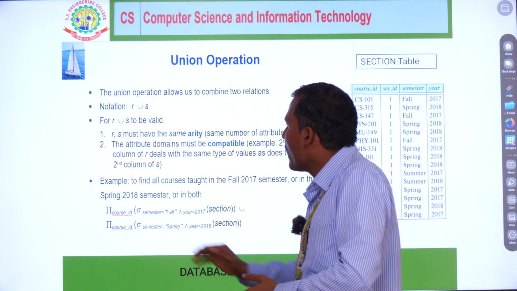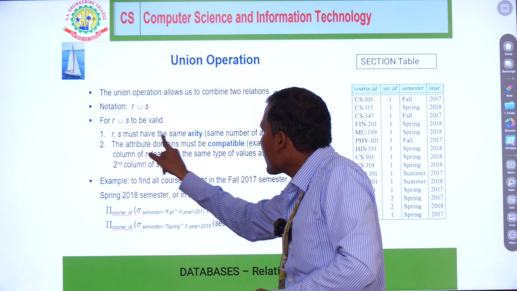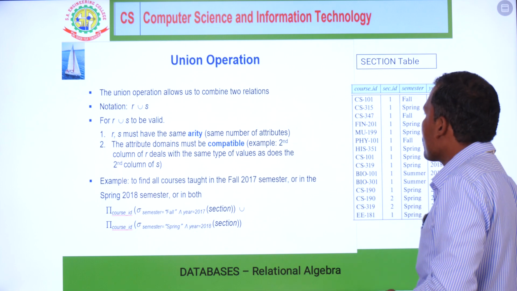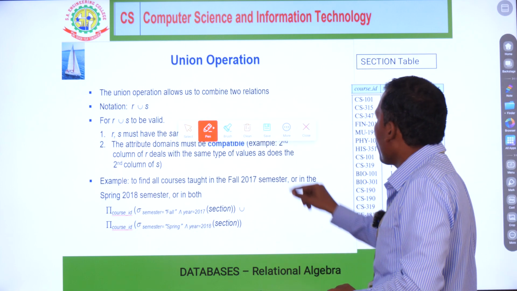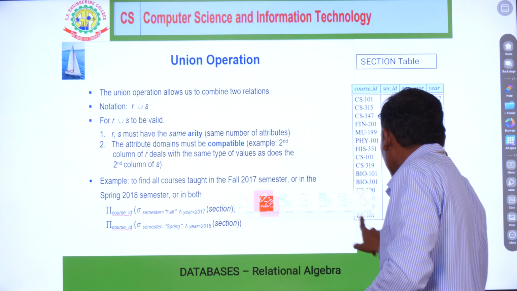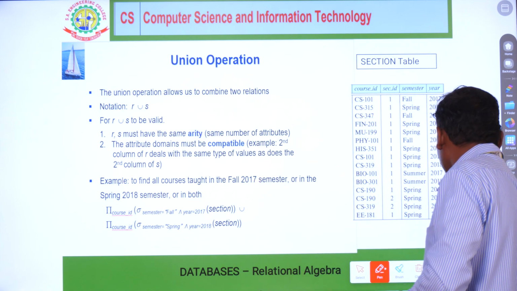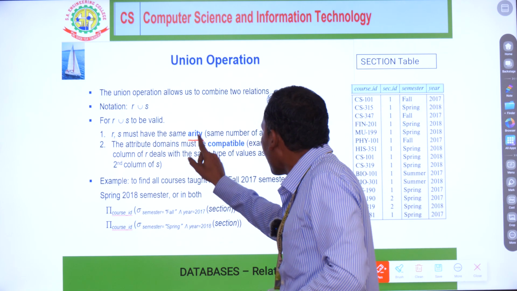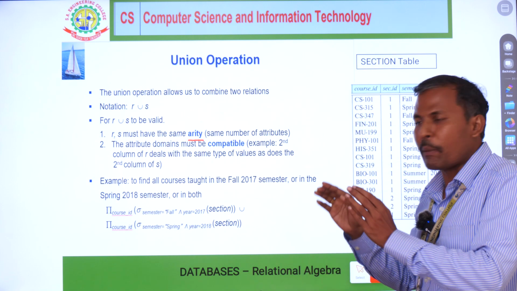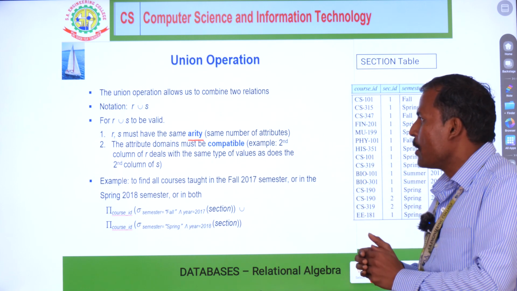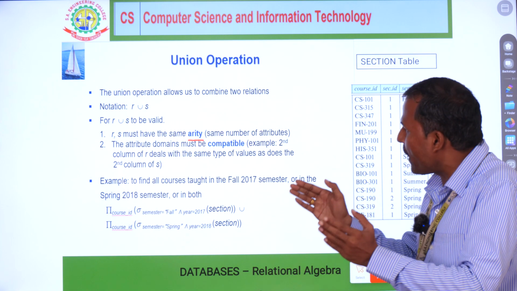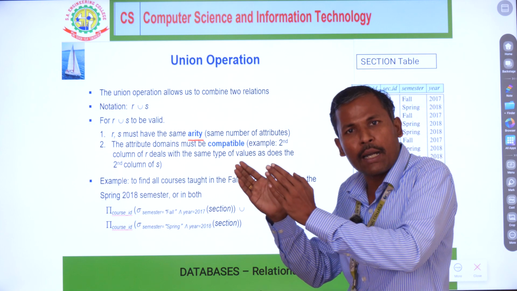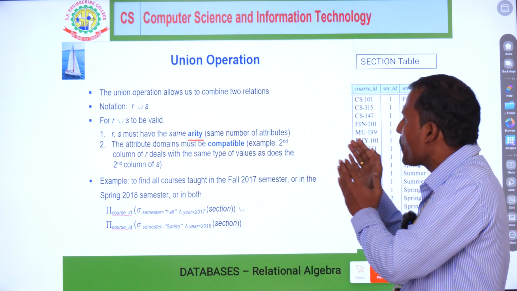The first instruction is that relations R and S must have the same arity. It's very important because I'll not repeat the instructions for other operations. It is going to be the same for union, intersection, set difference, and Cartesian product also. What is arity? It means the same number of columns, the same number of attributes. Two relations involved should have the same arity. For example, if relation R has 3 columns, relation S also should have 3 columns.